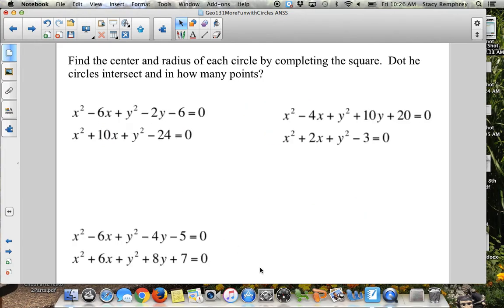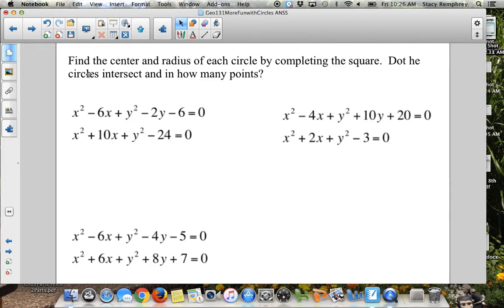All right, in the next part, again, we did this a little differently in class. In class, we actually graphed both of these. We let Desmos show us how many times they intersect. But I said, well, what are you going to do when you don't have Desmos? So you might want to even just come up with a plan.